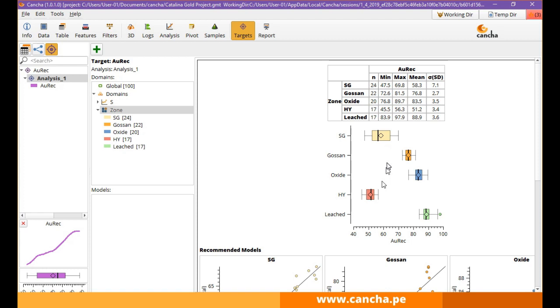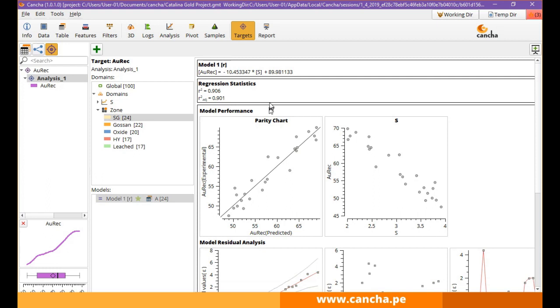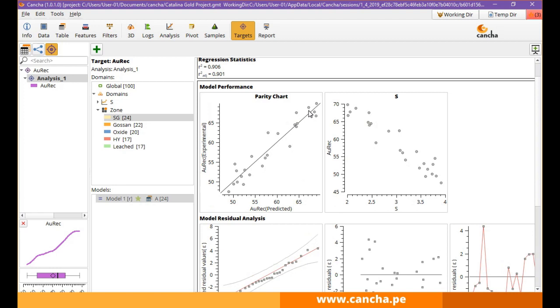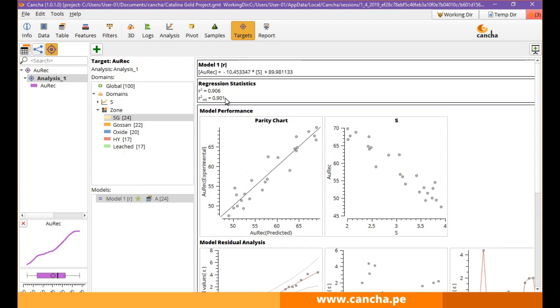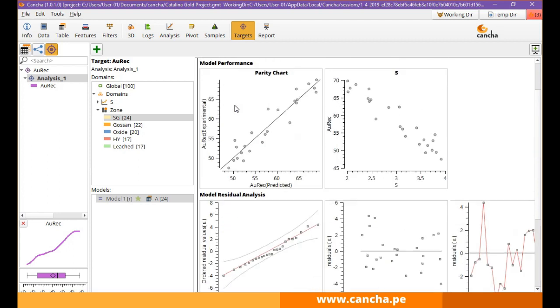Okay, we've seen this before, that they're all looking pretty good, except for the supergene. The supergene seems to have a pretty wide band, a lot of variability in the supergene. Let's see what it found in there. So it found a formula: 90% minus 10.45 times the sulfur grade. Oh, okay, so this is good because even though it had a wide band of values, from 50 up to 70% gold recovery, it found that by including the sulfur in there, we can get a really good 0.9 R squared. So that's a really good model.